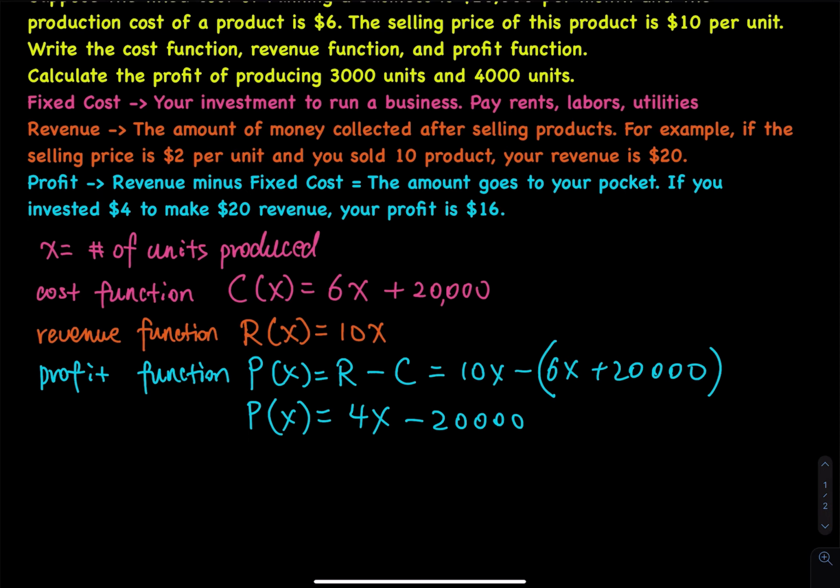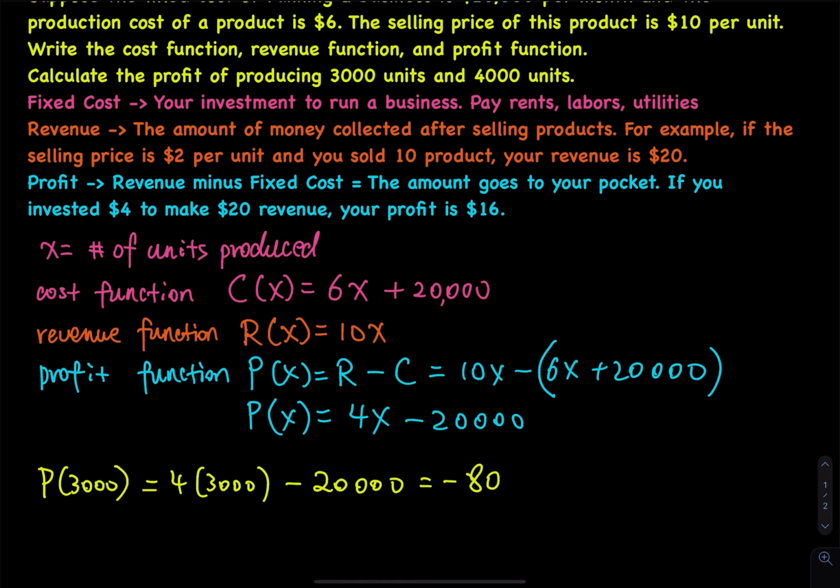So when x is equal to 3,000, we have P of 3,000. So that is equal to what? 4 times 3,000, right? And then minus 20,000. So that is equal to negative 8,000.